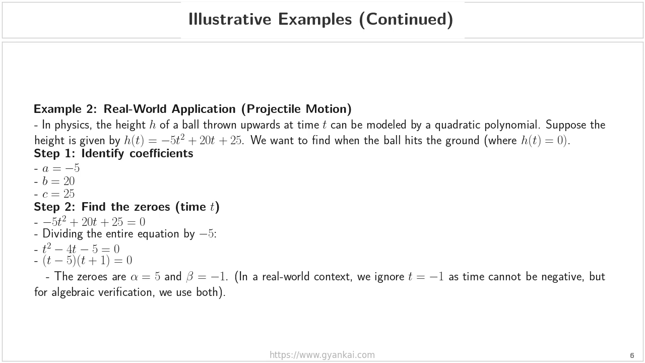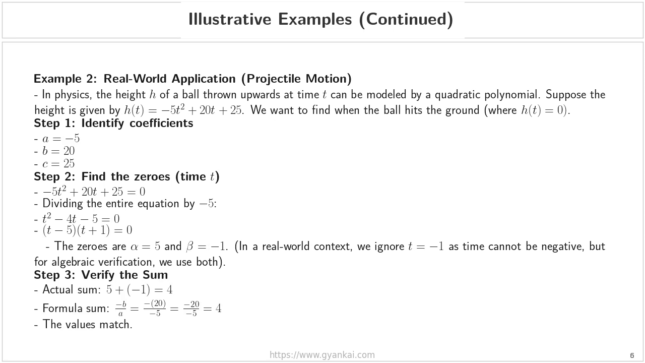Now, a quick note here. Since we are talking about real-world time, we would ignore the negative 1 because time cannot be negative. However, for our algebraic verification, we must use both values. Step 3, verify the sum.